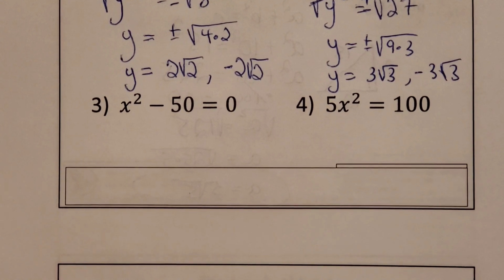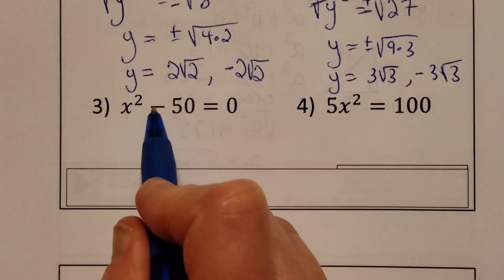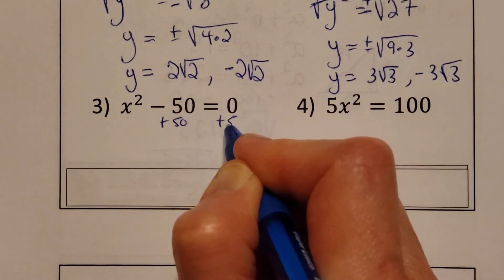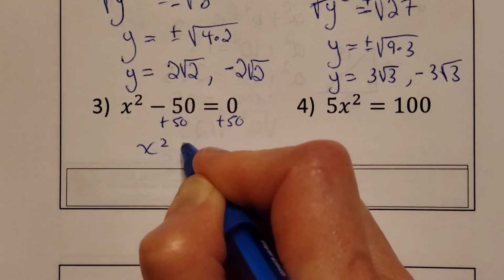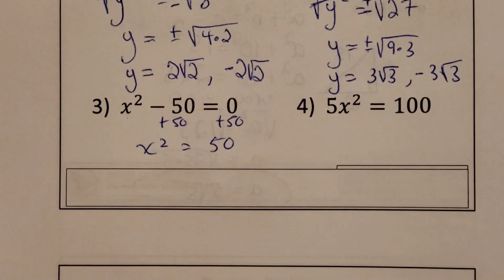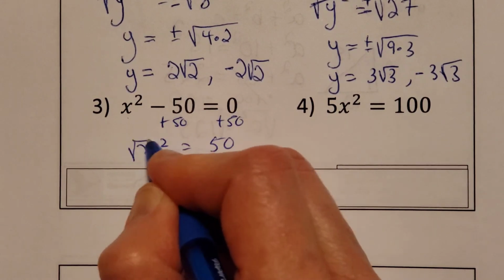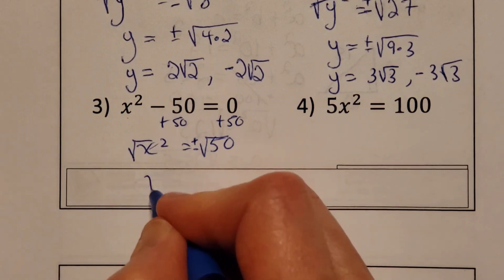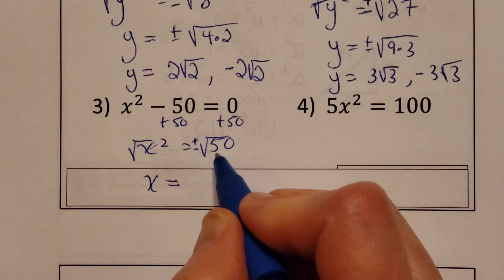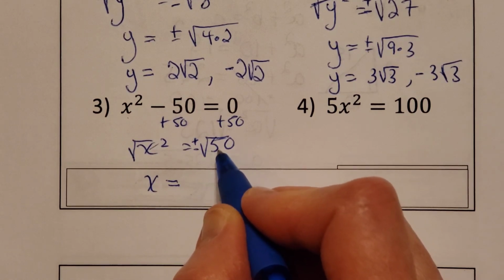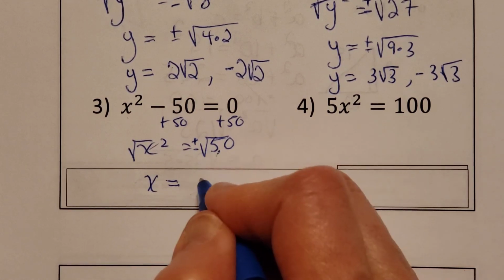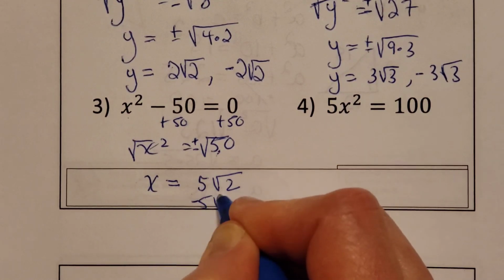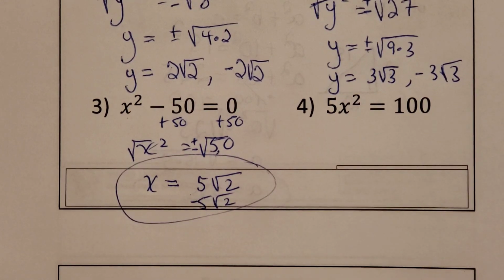Number 3, we want x by itself. So we're going to get rid of that minus 50 by adding 50 to both sides. So we have x squared is equal to 50. Get rid of the x squared by finding the square root. We're going to put a plus and minus. So x is equal to, so this is going to be 25 times 2. Square root of 25 is 5 square roots of 2, and negative 5 square roots of 2. Those are our two answers.